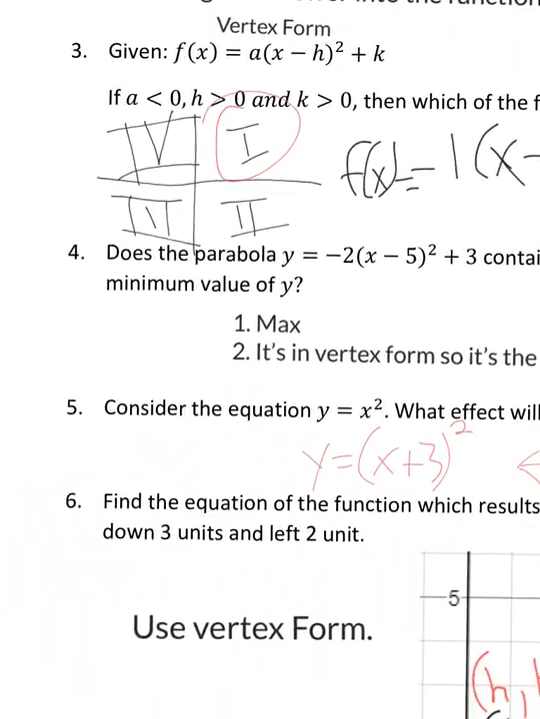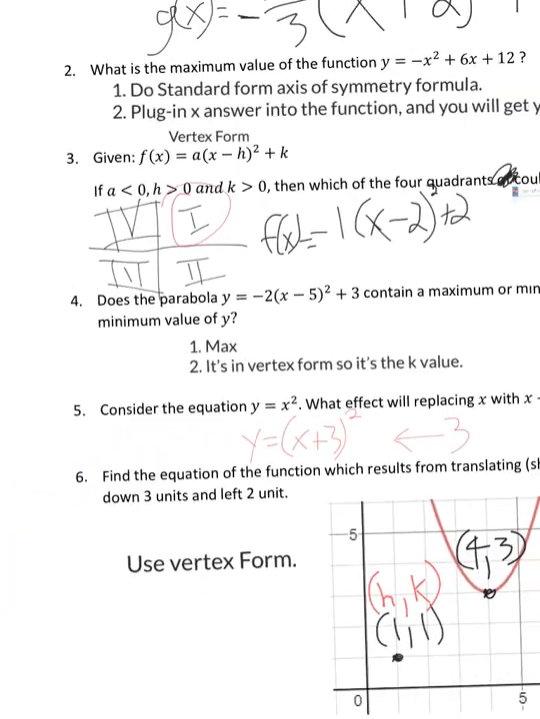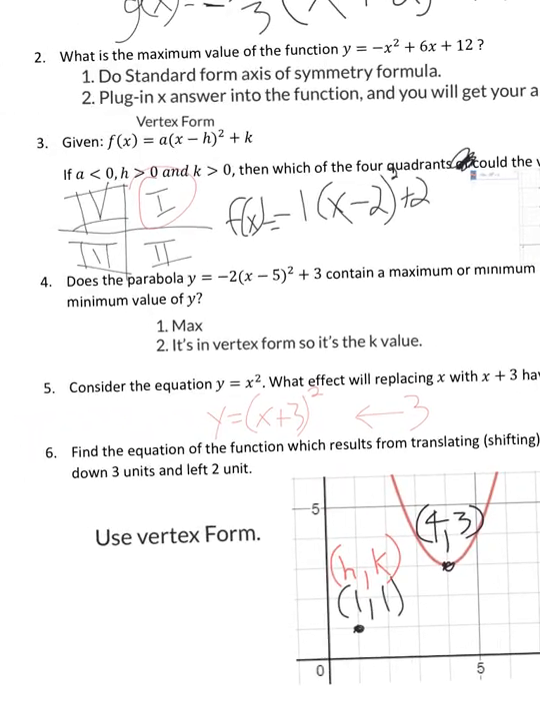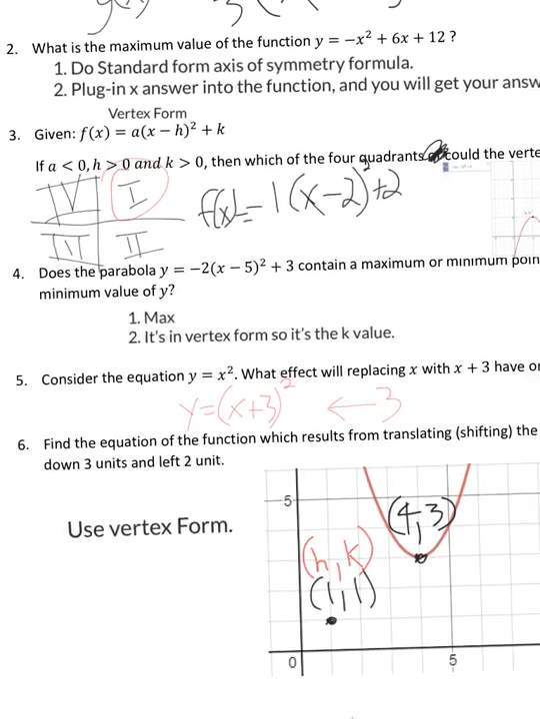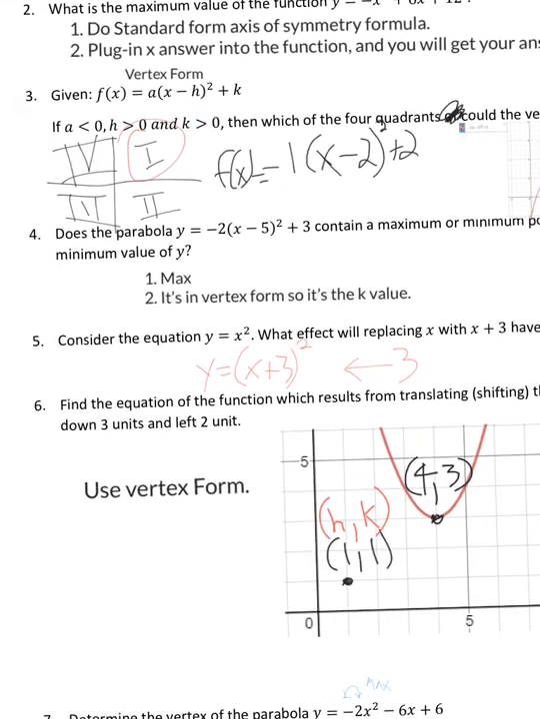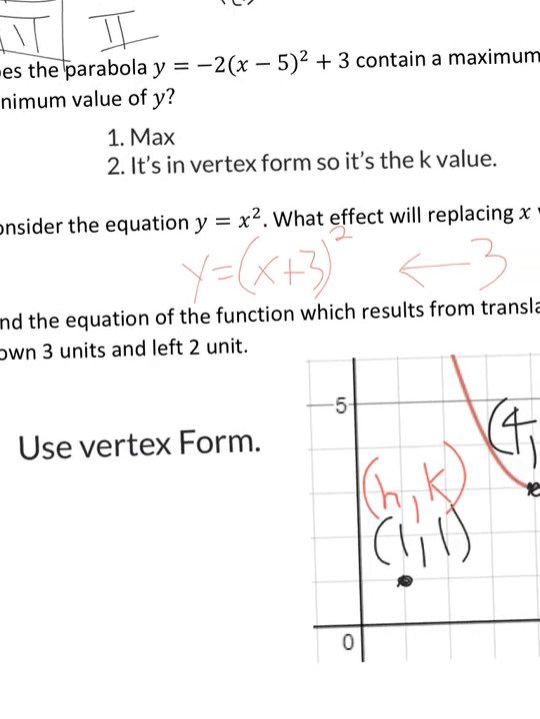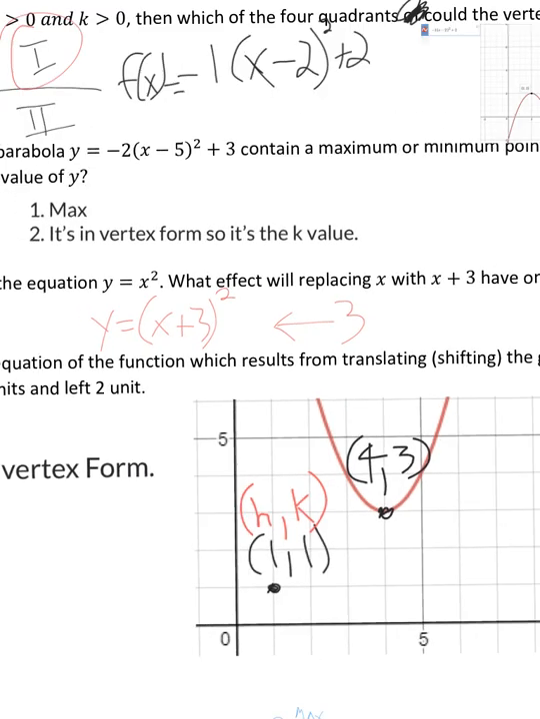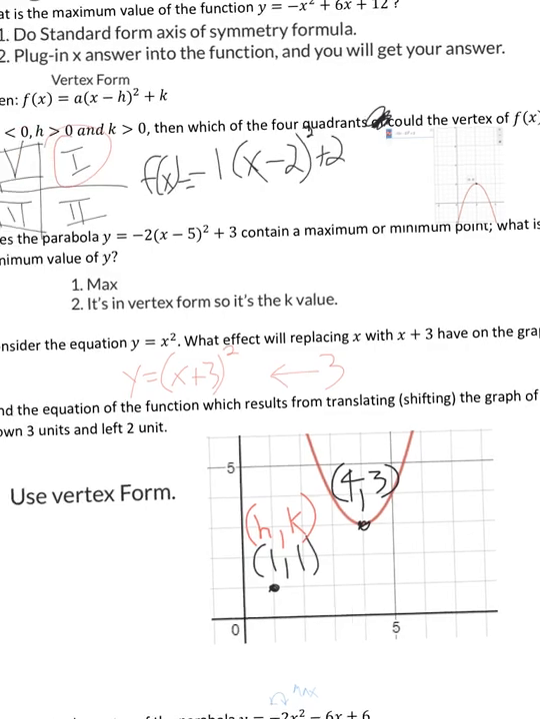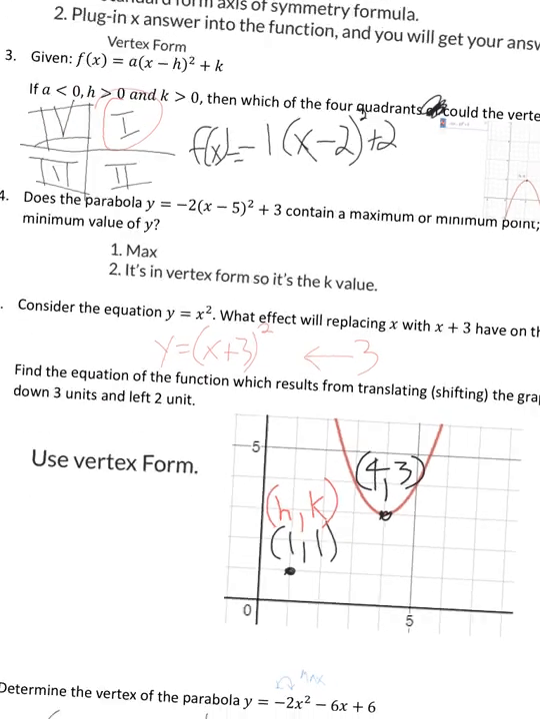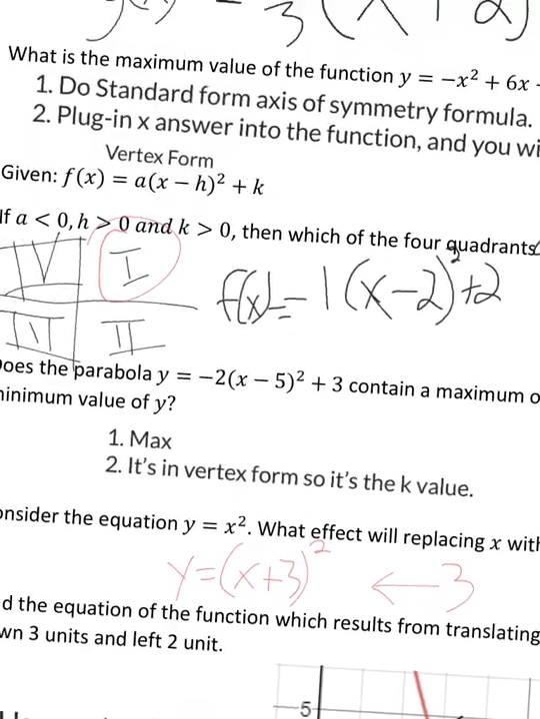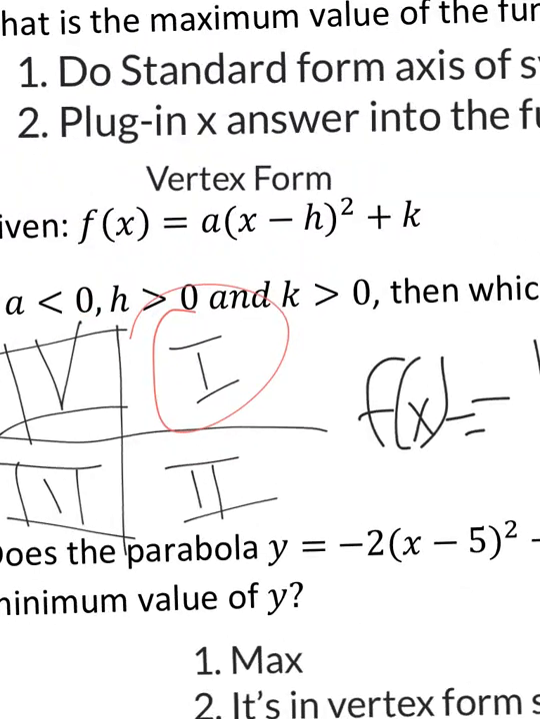Number 6, find the equation of the function that results from translating or shifting the graph of the function shown down 3 units and left 2 units. So use vertex form, and then I took the vertex, it was at 4, 3, and I went down 3 and I went left 2, just like it said. So that gave me a vertex at 1, 1. So I have an h and a k of 1, 1, and again, vertex form, there's that formula again.